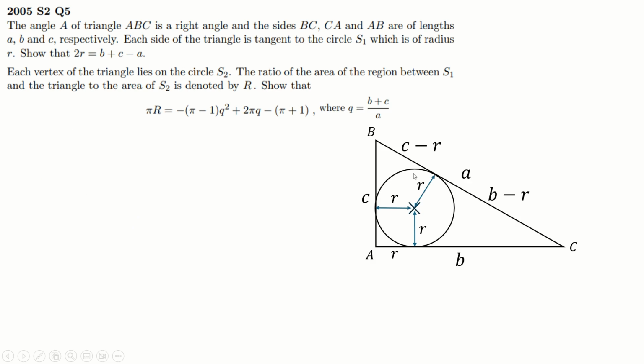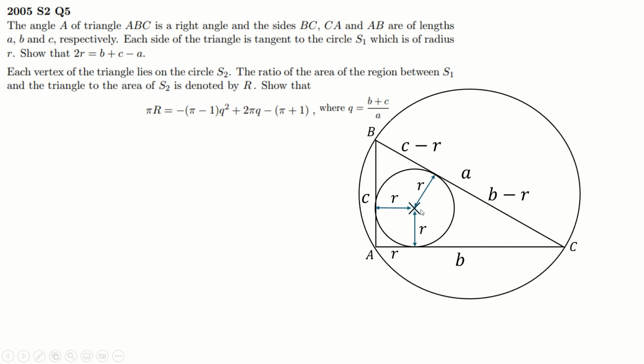Good. So now we have this here. Each vertex of the triangle lies on S2. So this S2 circle is much bigger, going around the corners of the triangle a bit like this. And now because this is a right angle, key thing here, this is the diameter of the circle, BC, which also means half A is the radius.